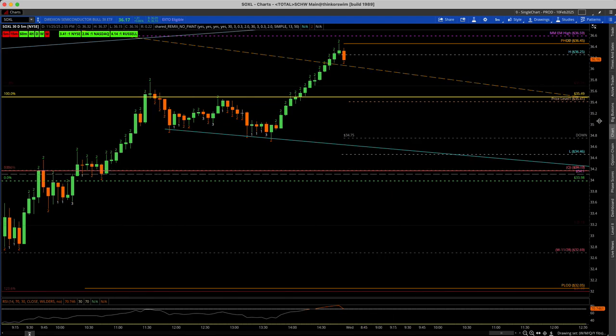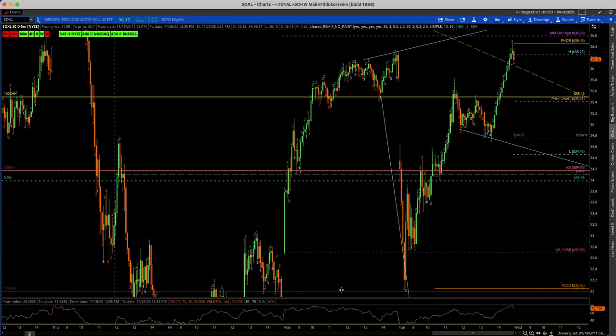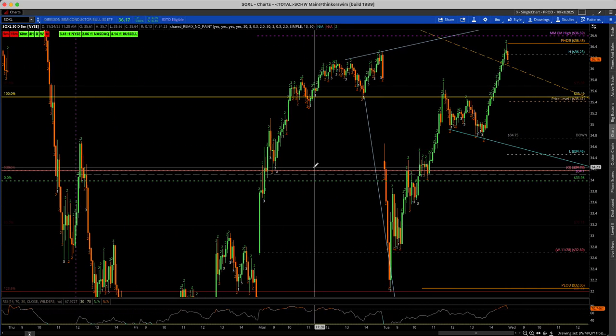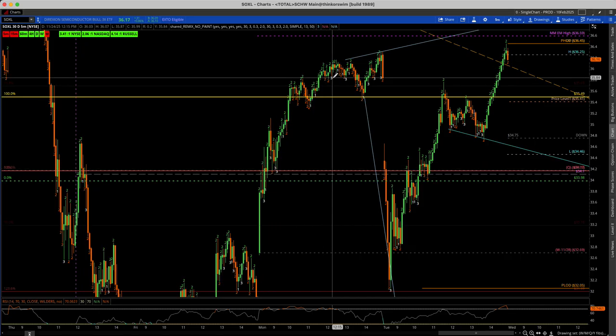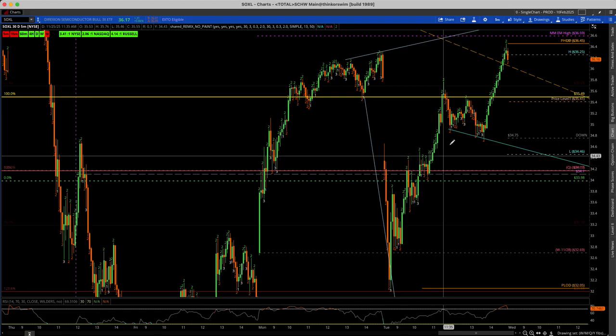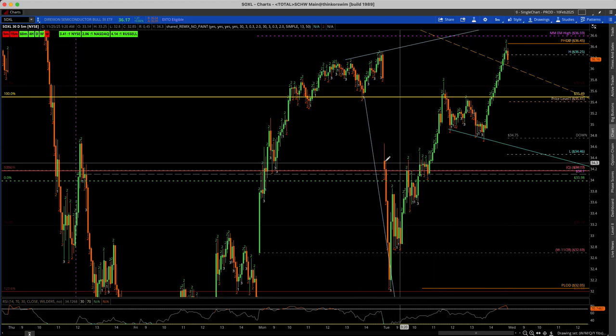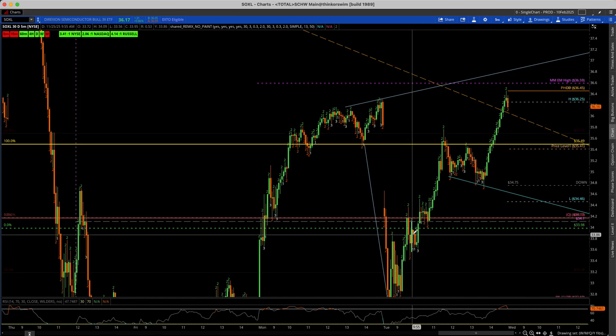So we talk a lot about what the reaction is at that 50% level of the previous week, and you can see. So let's bring in Monday, Tuesday. There was a decent bounce off of that level on Monday, but it pulled back to it, and then we got a decent bounce off of it as well.